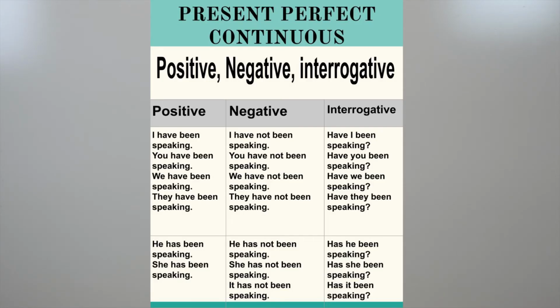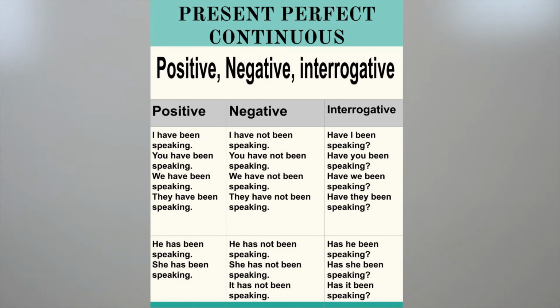Just like the previous aspects, you can form positive, negative and interrogative sentences using the present perfect continuous. Take a look at the chart in front of you. Read the chart and write it down if you need to. Let's briefly look at the present perfect continuous.